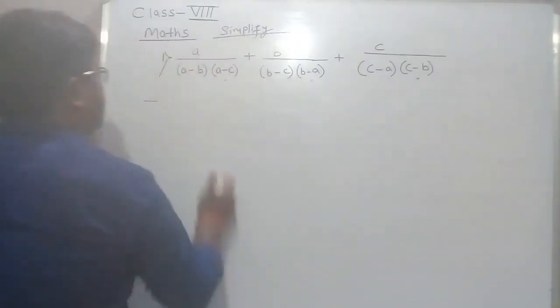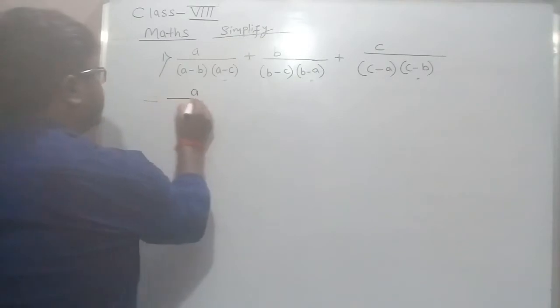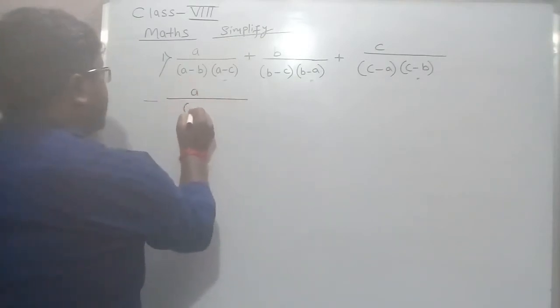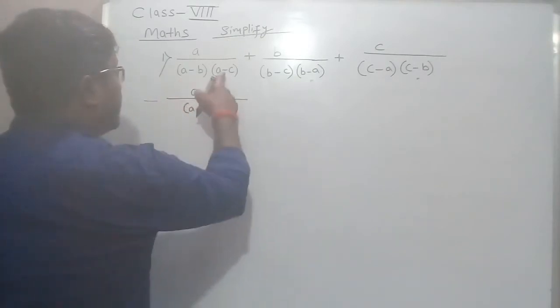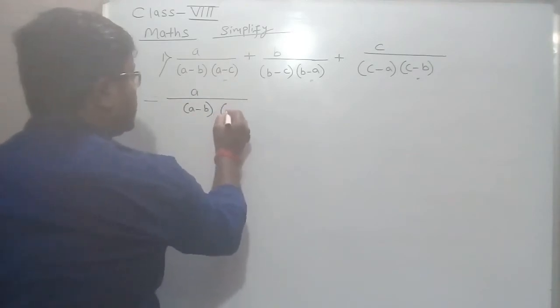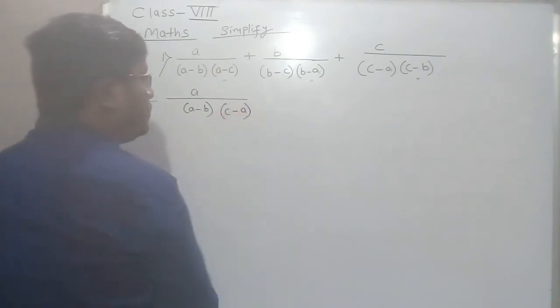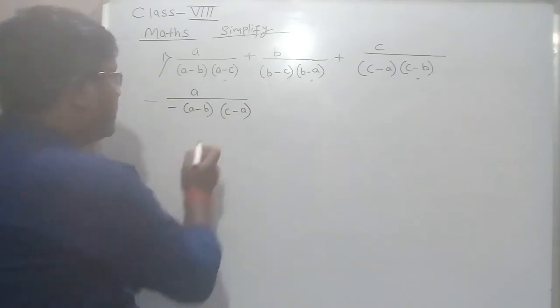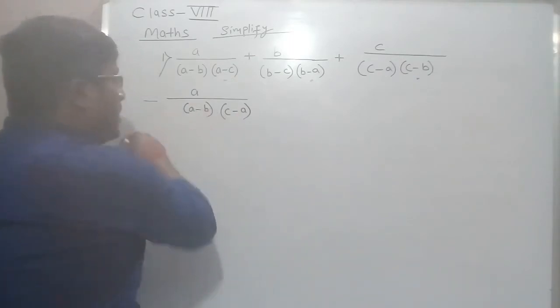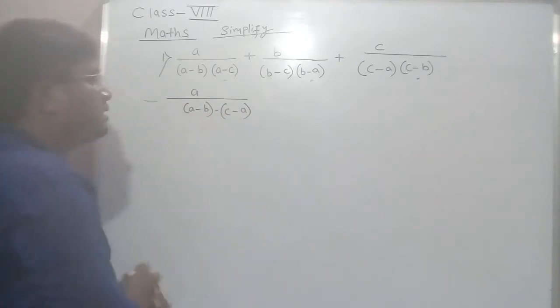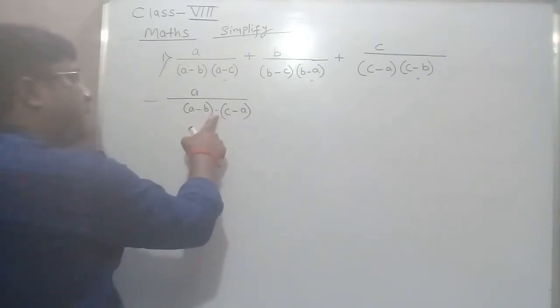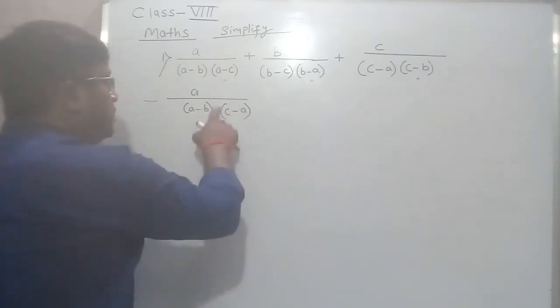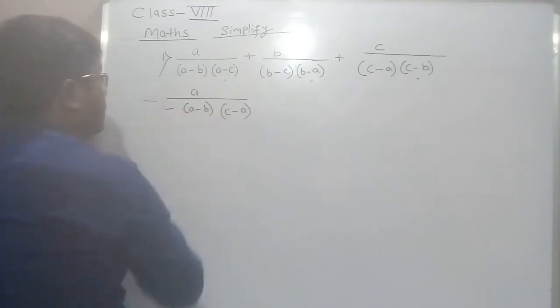Now let me change it here. A upon A minus B is okay. This I need to change. I need to make it C minus A. But now I have to take minus as common, so I will write it here. Because I cannot write it like this; if by mistake I write it here, then what will it become? A minus B minus C minus A will become. So we have to write it in the front.